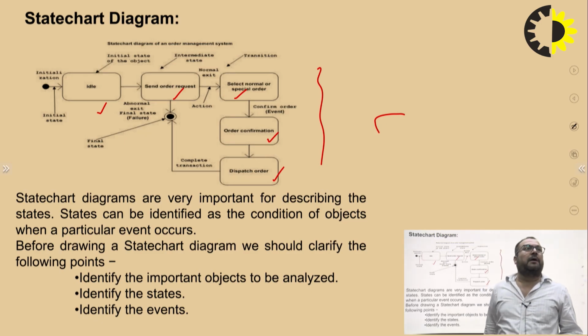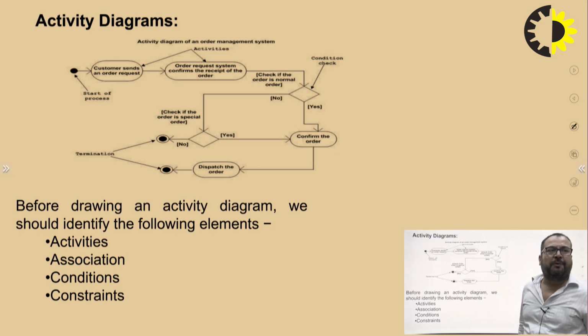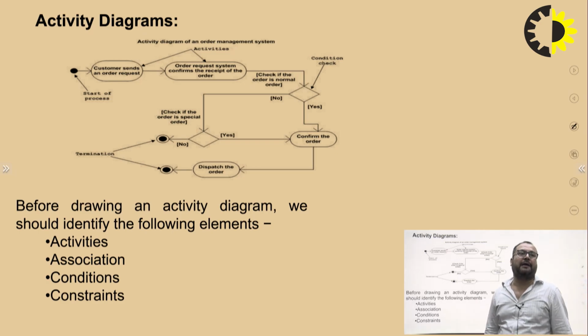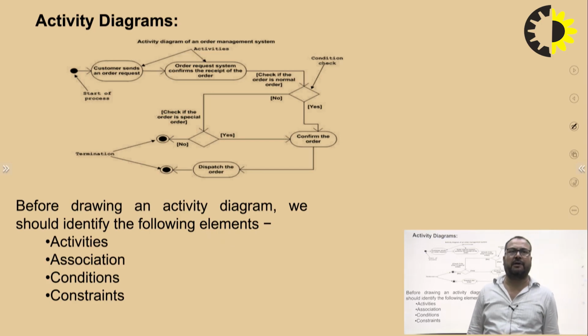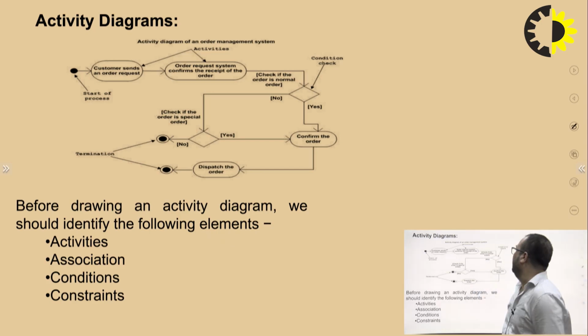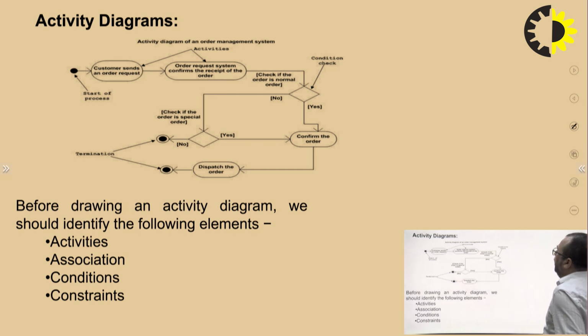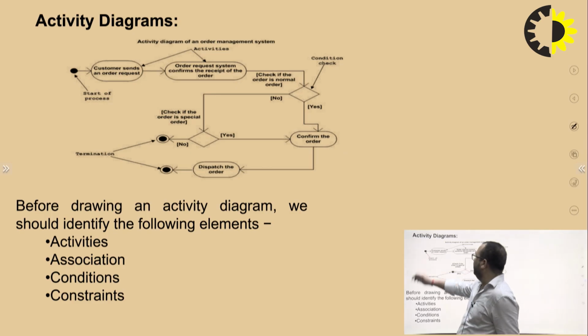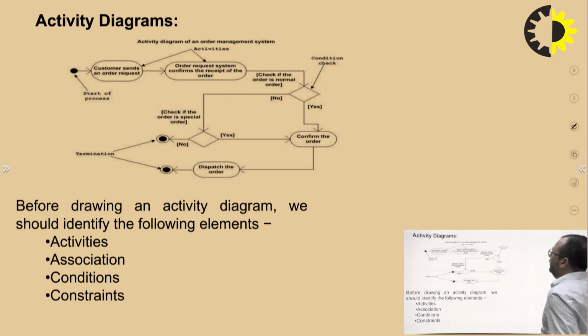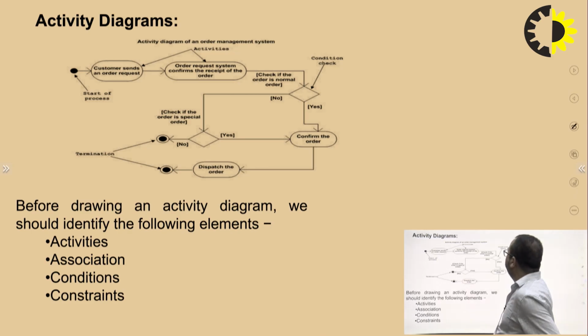Then we have the activity diagram. Before drawing an activity diagram, we should identify the elements: what the activities are, what the associations are, and what the conditions and constraints are. In an order management system application, one activity could be that the customer sends an order request. This is treated as an activity, and it is the initial point, the startup process. Then we have the order request system, which confirms the receipt of the order. This is another activity.